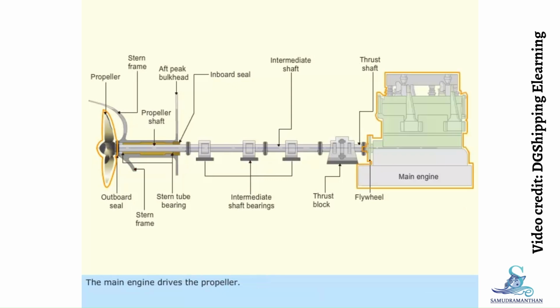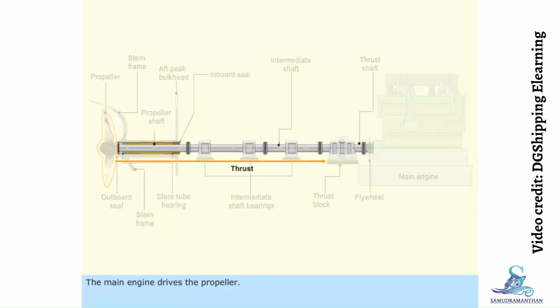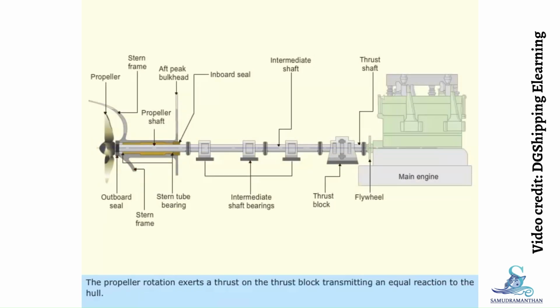The main engine drives the propeller. The propeller rotation exerts a thrust on the thrust block, transmitting an equal reaction to the hull. Main engine flywheel, thrust shaft, intermediate shaft, and propeller shaft are joined together by couplings. Each coupling is held together by bolts. Shafts are machined all over and the bearings have a smooth finish.